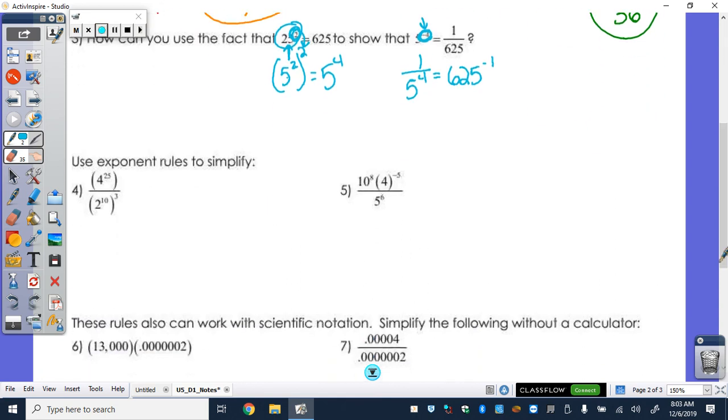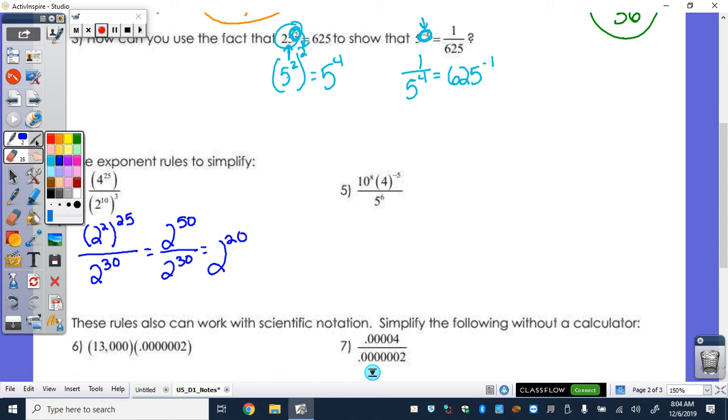So use your exponent rules to simplify these ones. Again, we have two different bases. I got a base of 4 and I got a base of 2. So my 4, I'm going to change as 2 squared, and then it's still to the 25th. And then my denominator there, my power to a power, that would be 30. So it ends up being 2 to the 50th over 2 to the 30th, which is 2 to the 20th. So right now we're just going to practice simplifying those exponents down.